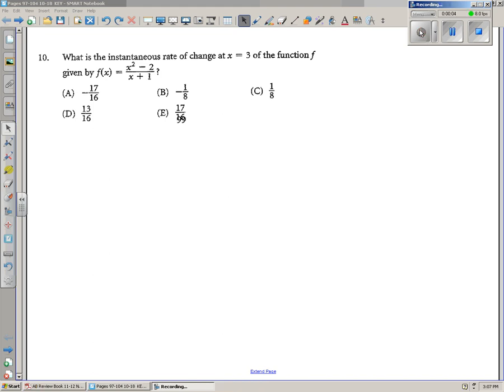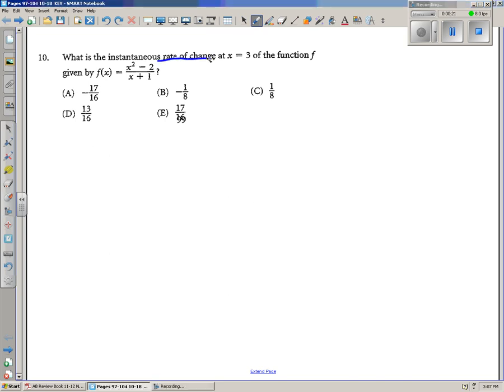Okay, here's the video for the non-calculator book, pages 97 through 104, numbers 10 to 18. Number 10 says, what is the instantaneous rate of change at x equals 3 of the function f given by f of x equals x squared minus 2 over x plus 1?